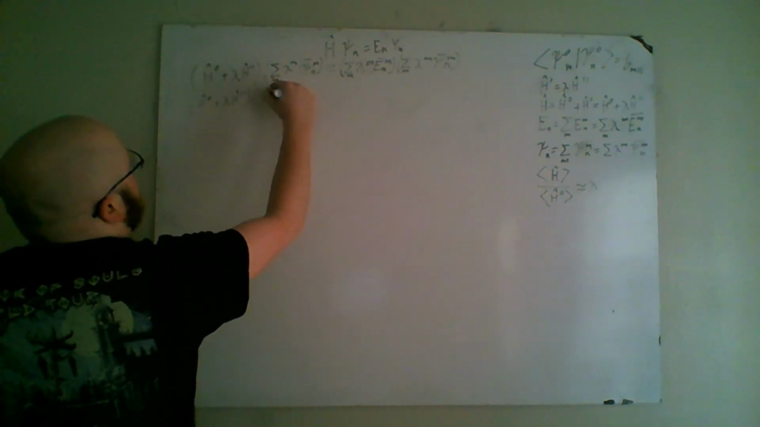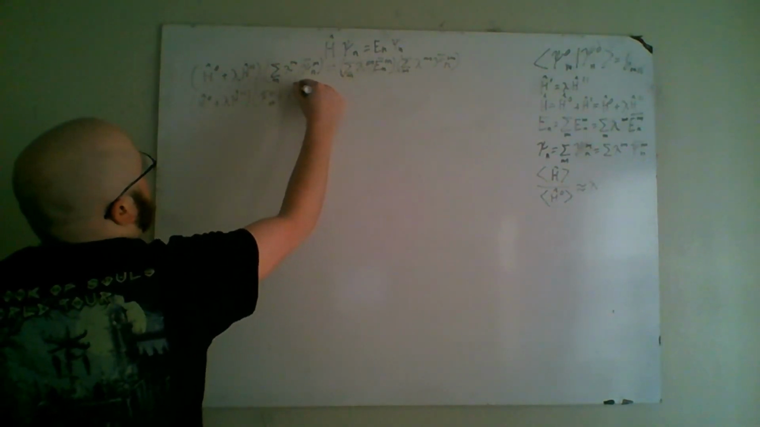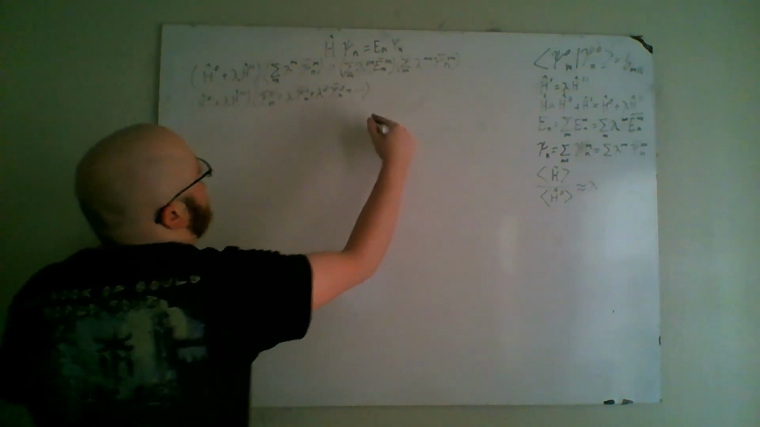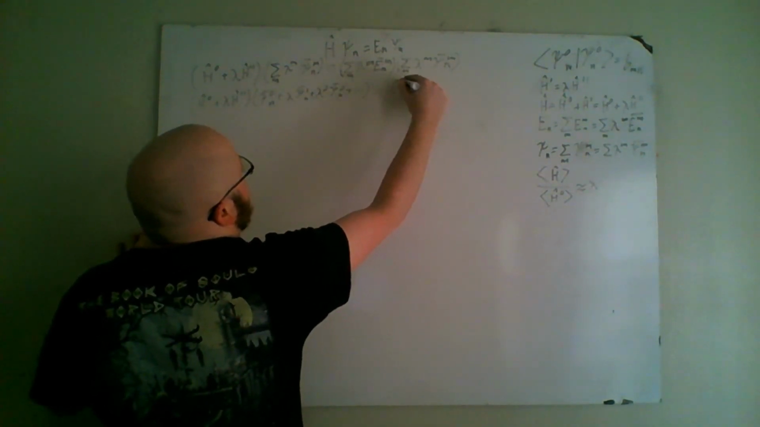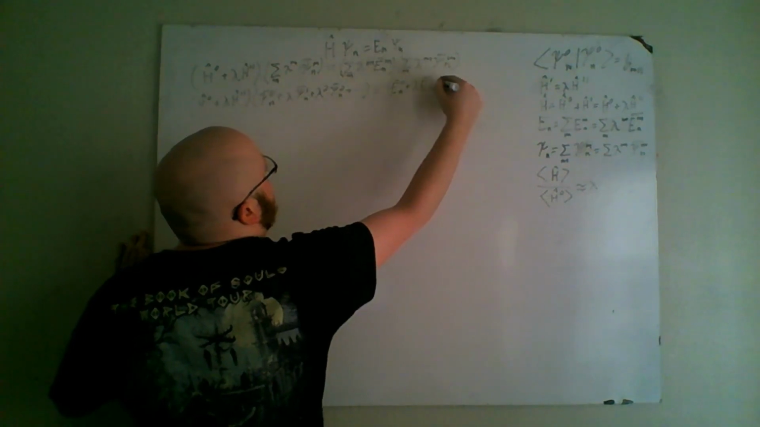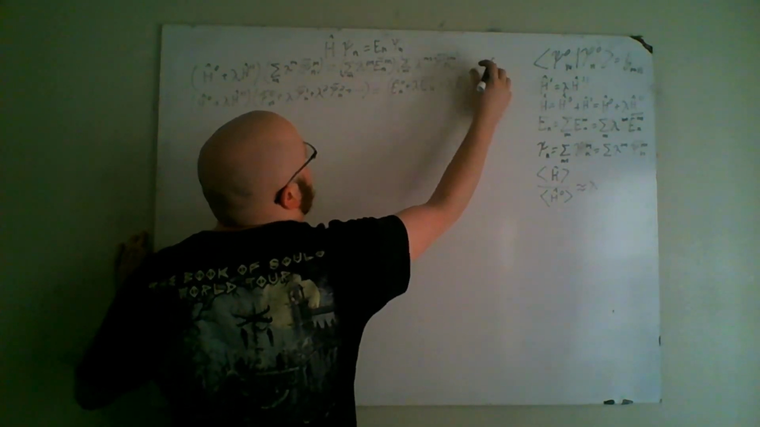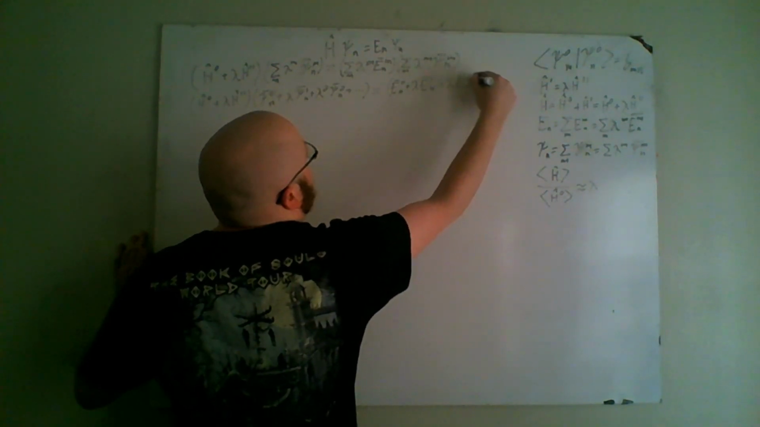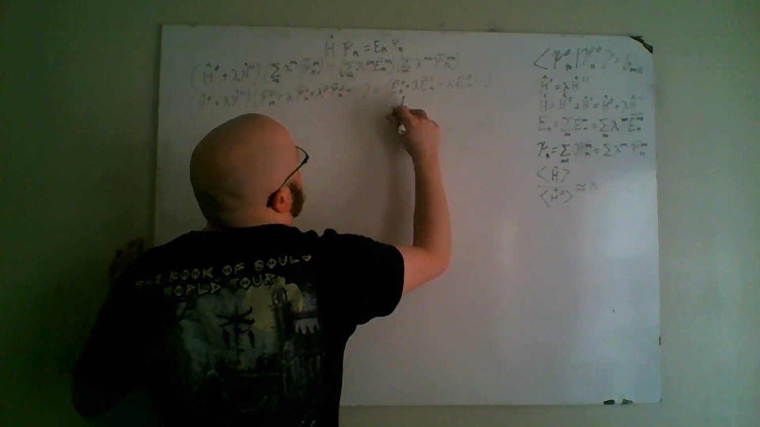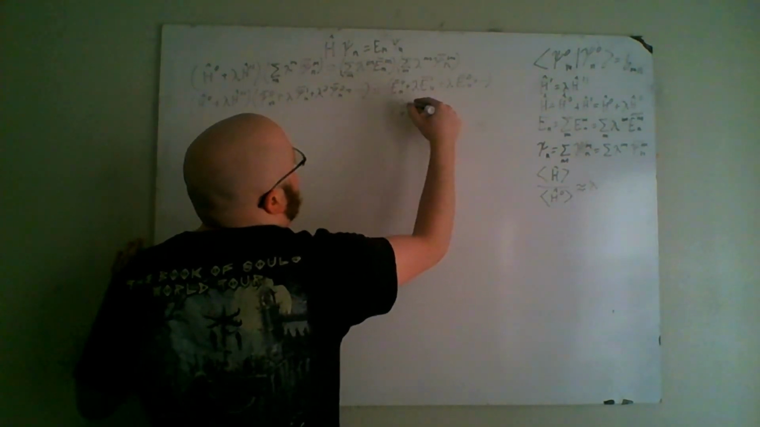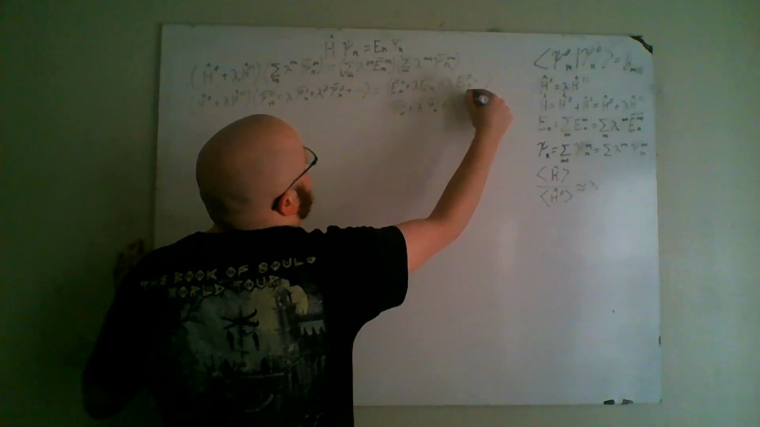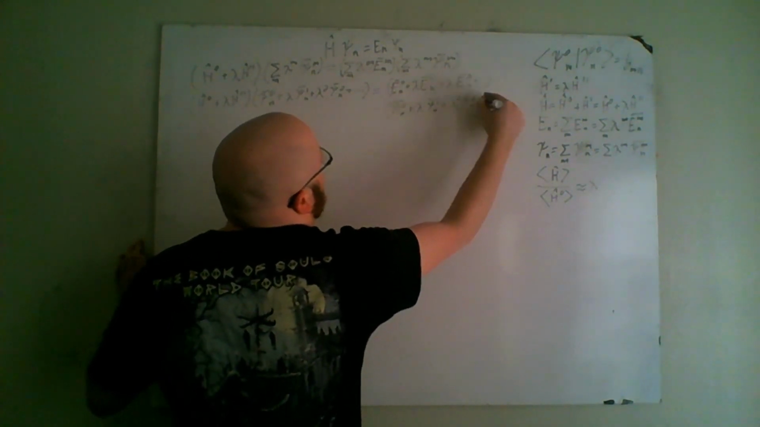n: psi bar 0n plus lambda psi bar 1n plus lambda squared psi bar 2n plus dot dot dot is equal to the same thing over here: E0n bar plus lambda E1n bar plus lambda squared E2n bar dot dot dot, all applied to psi 0n bar plus lambda psi 1n bar plus lambda squared psi 2n bar plus dot dot dot. Okay.